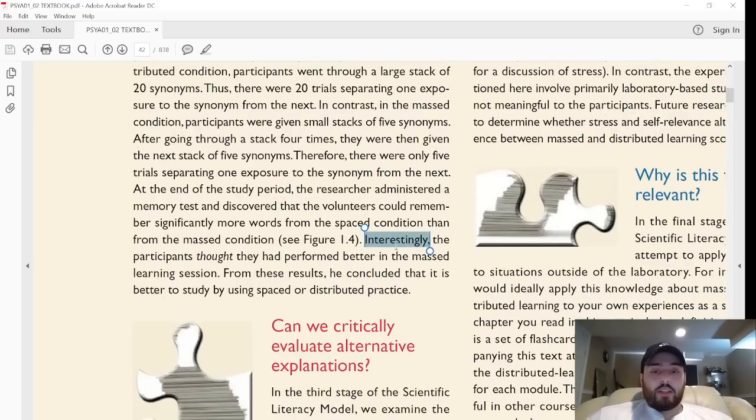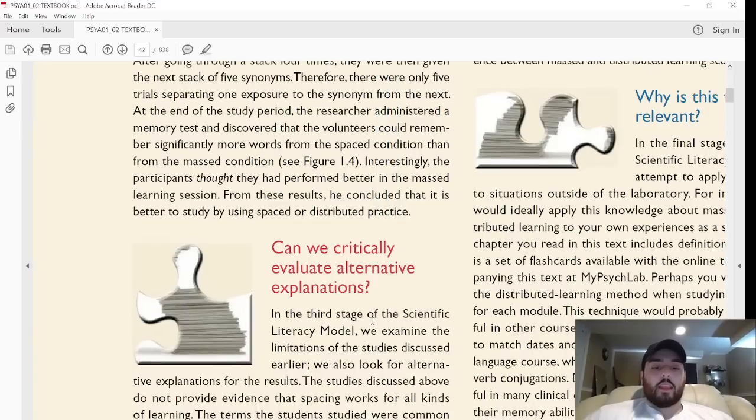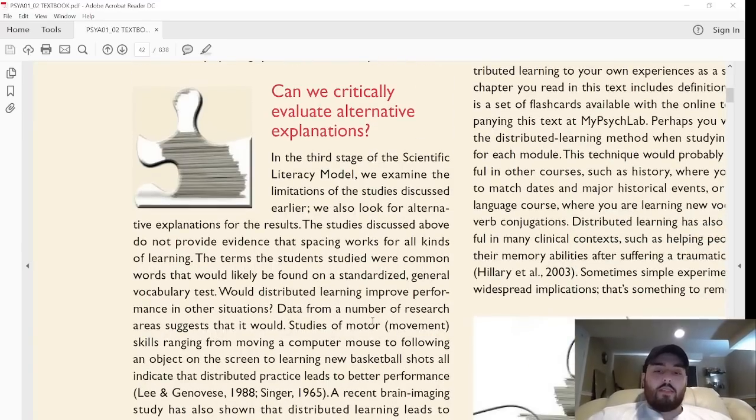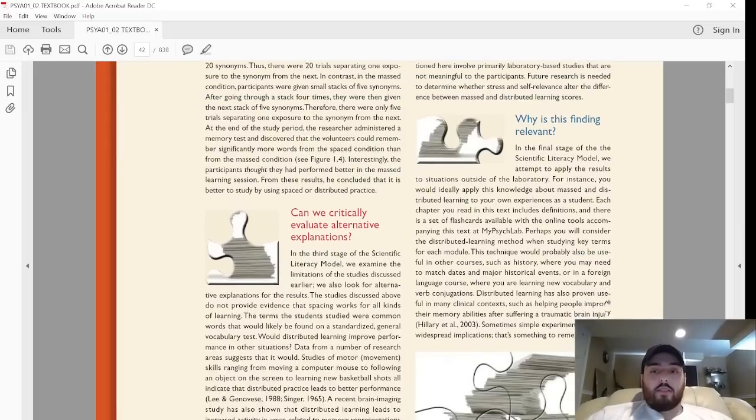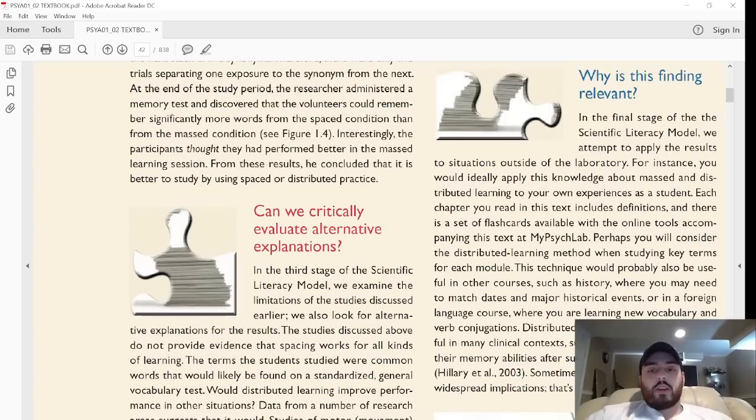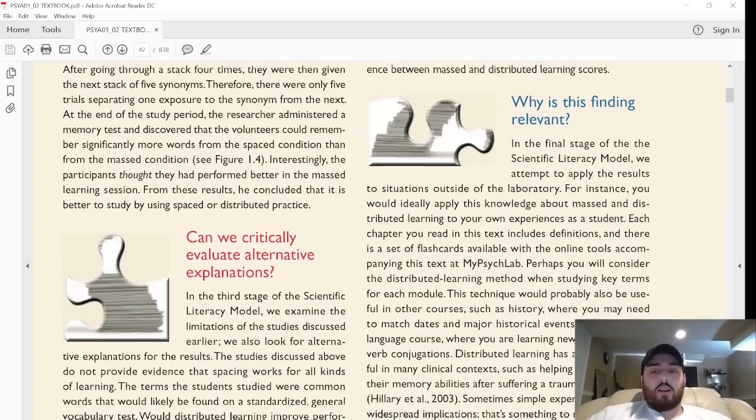However, it is interesting to note that the participants thought they performed better in the massed learning session. From these results, the experimenter concluded that it is better to study by using the spaced or distributed practice, right? So that's very key to understand, right? So if we can skip right to why this is relevant, right?